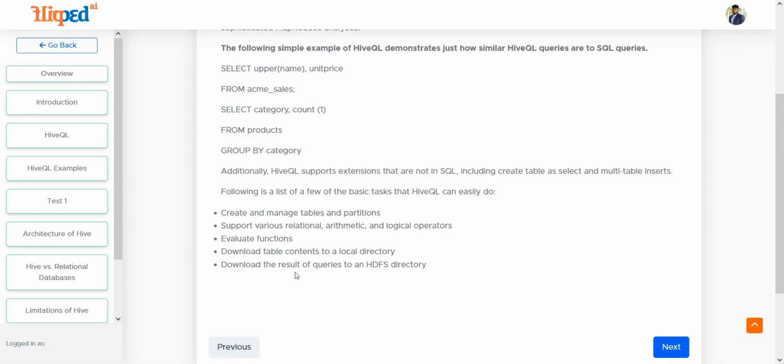It can also download the table contents to a local repository. If I need to share with my supervisor or with a client who does not have access to the Hadoop architecture, I just download it to a local repository and send it over Slack or an email thread. We can also download the results of queries. We run a query, and the result is downloaded into an HDFS directory, so that we can use that result in later stages.